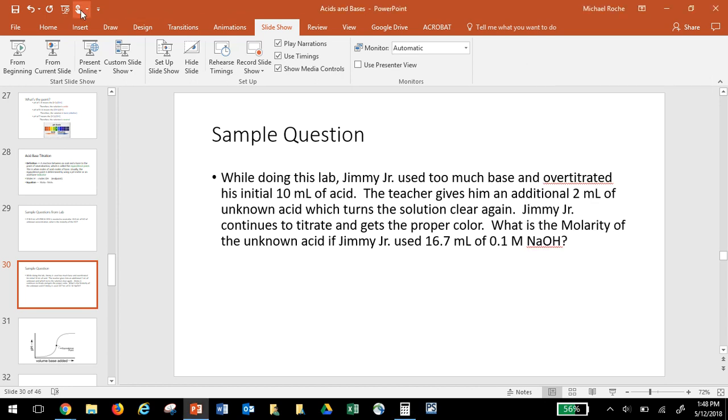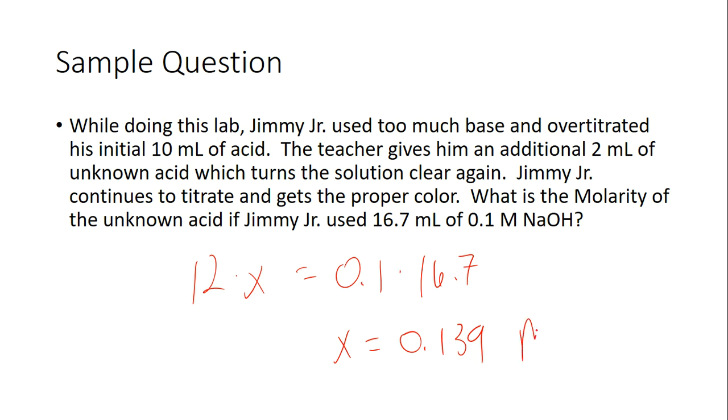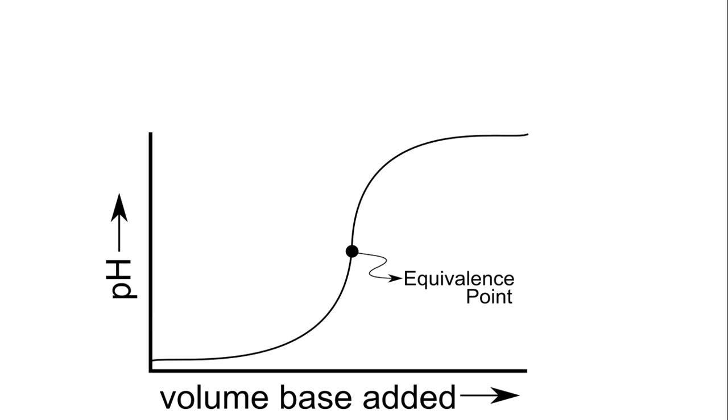So remember that when I get this up and running again. Of course, that's not what I wanted. 0.139. So we had 16.7 times 0.1 equaled to 12x, and then x equals 0.139. And that is the molarity, because the 12 mils came from 10 plus 2 milliliters was your VA, and your MA was a question mark. All right, apparently the screen wants to move on.